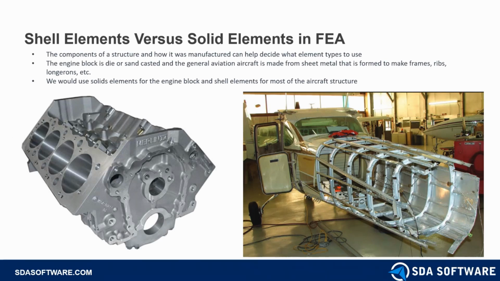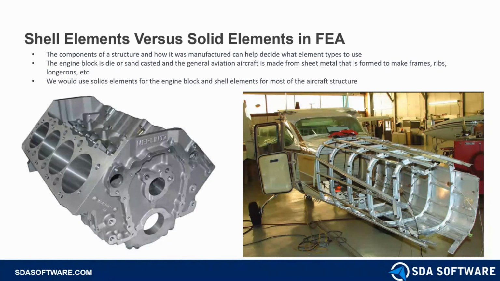So here's a good example of two totally different applications. On the left, we have an engine block. On the right, we have a semi-monocoque structure, a Cessna aircraft. So when to use shells versus solids? I mean, it's pretty obvious here what the answer is, but the components of the structure and how it was manufactured can help you decide what element types to use.